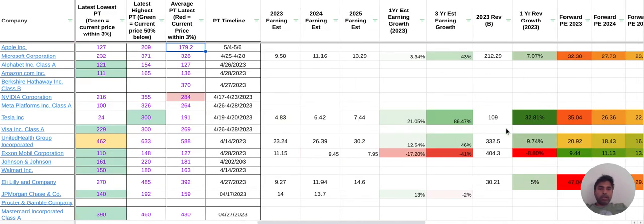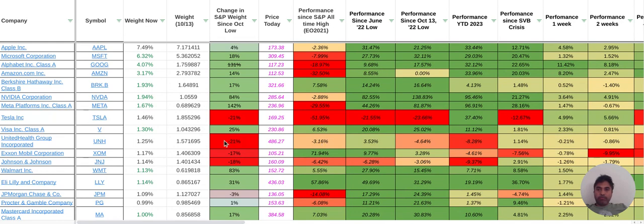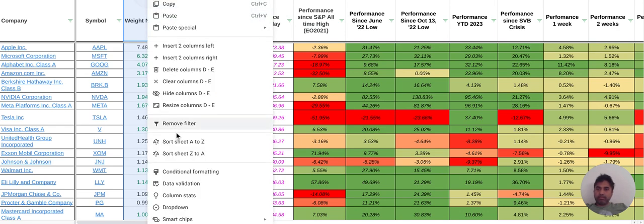So now, what are the color codes? Let me go over that a little bit before I jump into the details. Let me just hide this because there are too many columns. Now you know that these are weight, so I'm going to hide these two columns so that we have more space to work with.